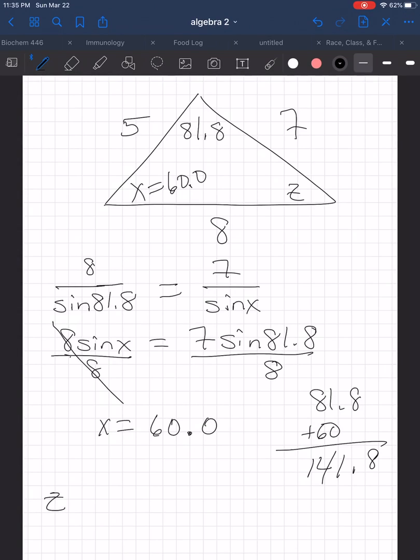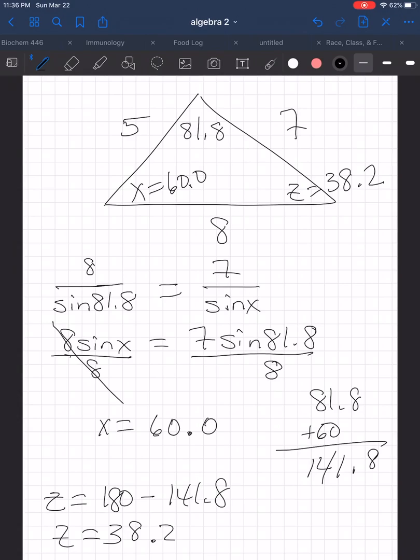And if we subtract those from 180, z is going to be equal to 180 minus 141.8. So z will be equal to, let's see, 38.2. So z equals 38.2, and we found everything that was missing in that triangle.